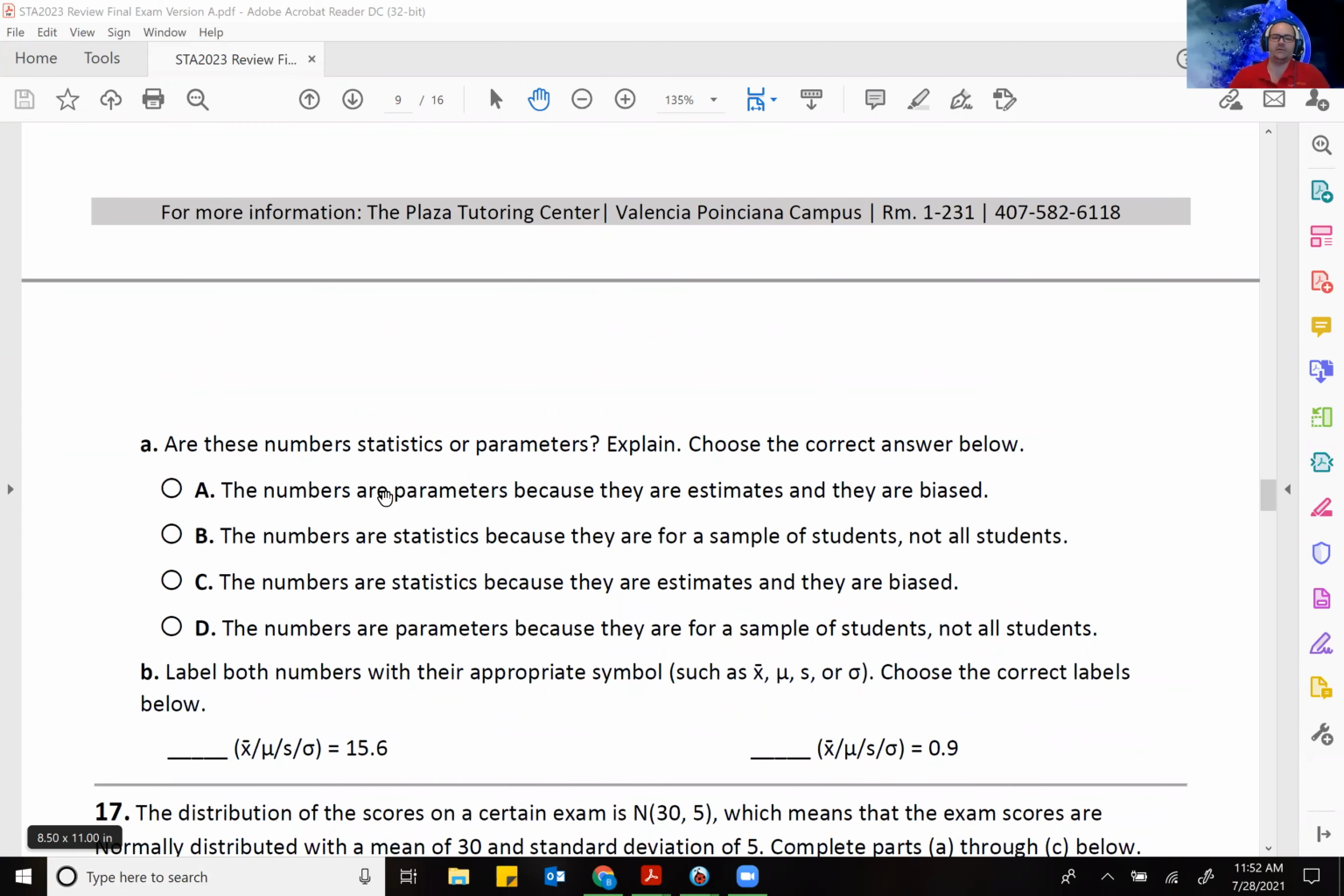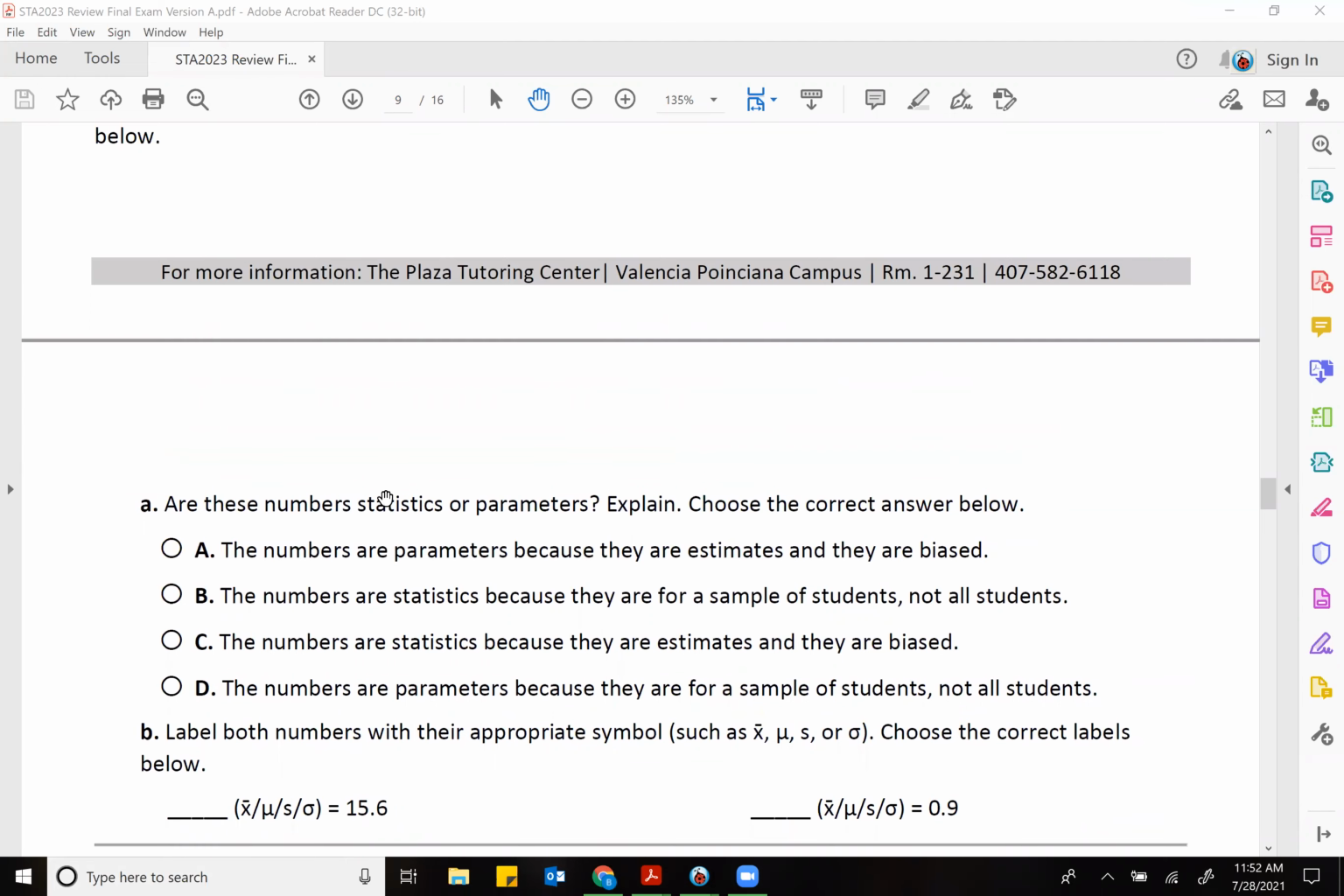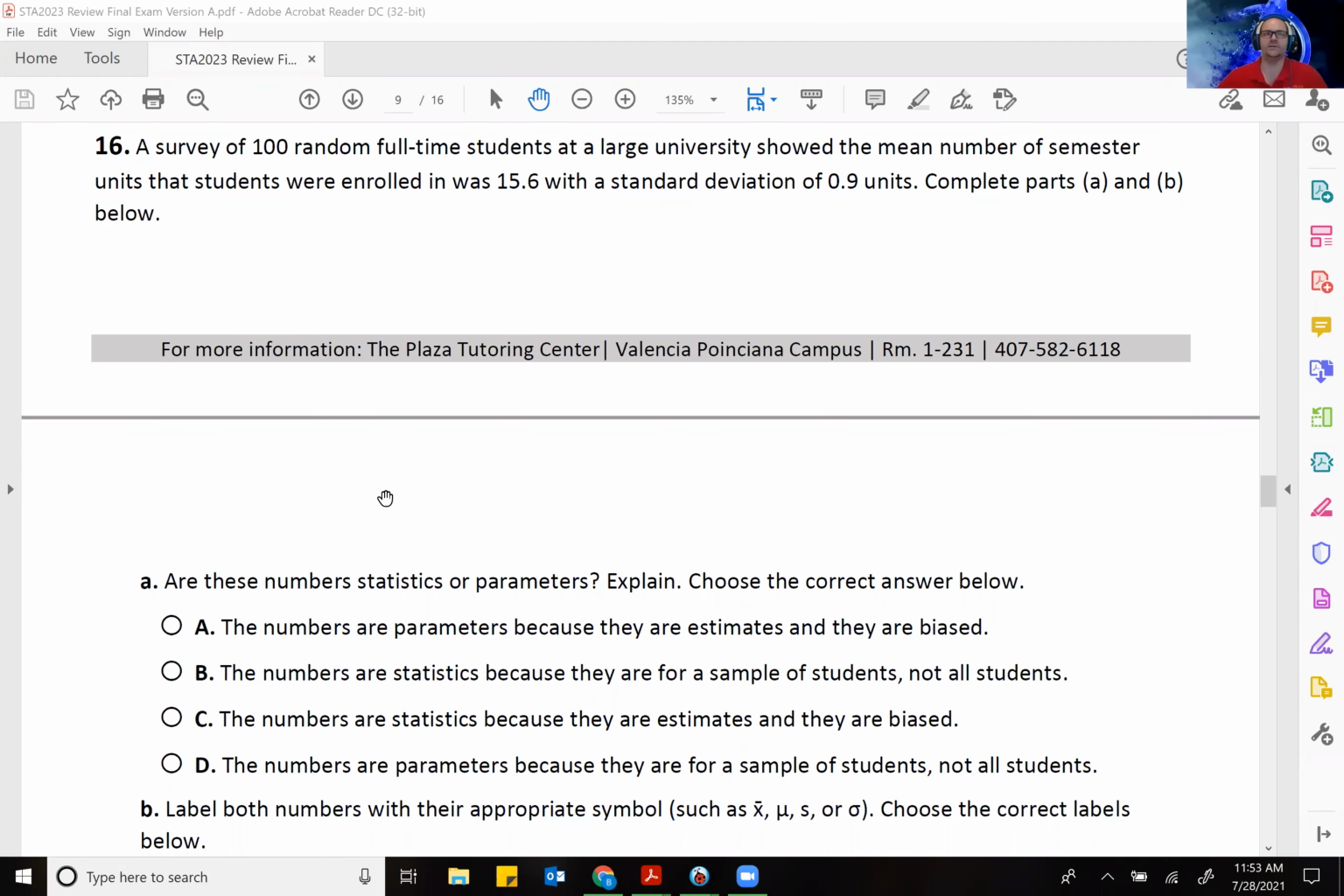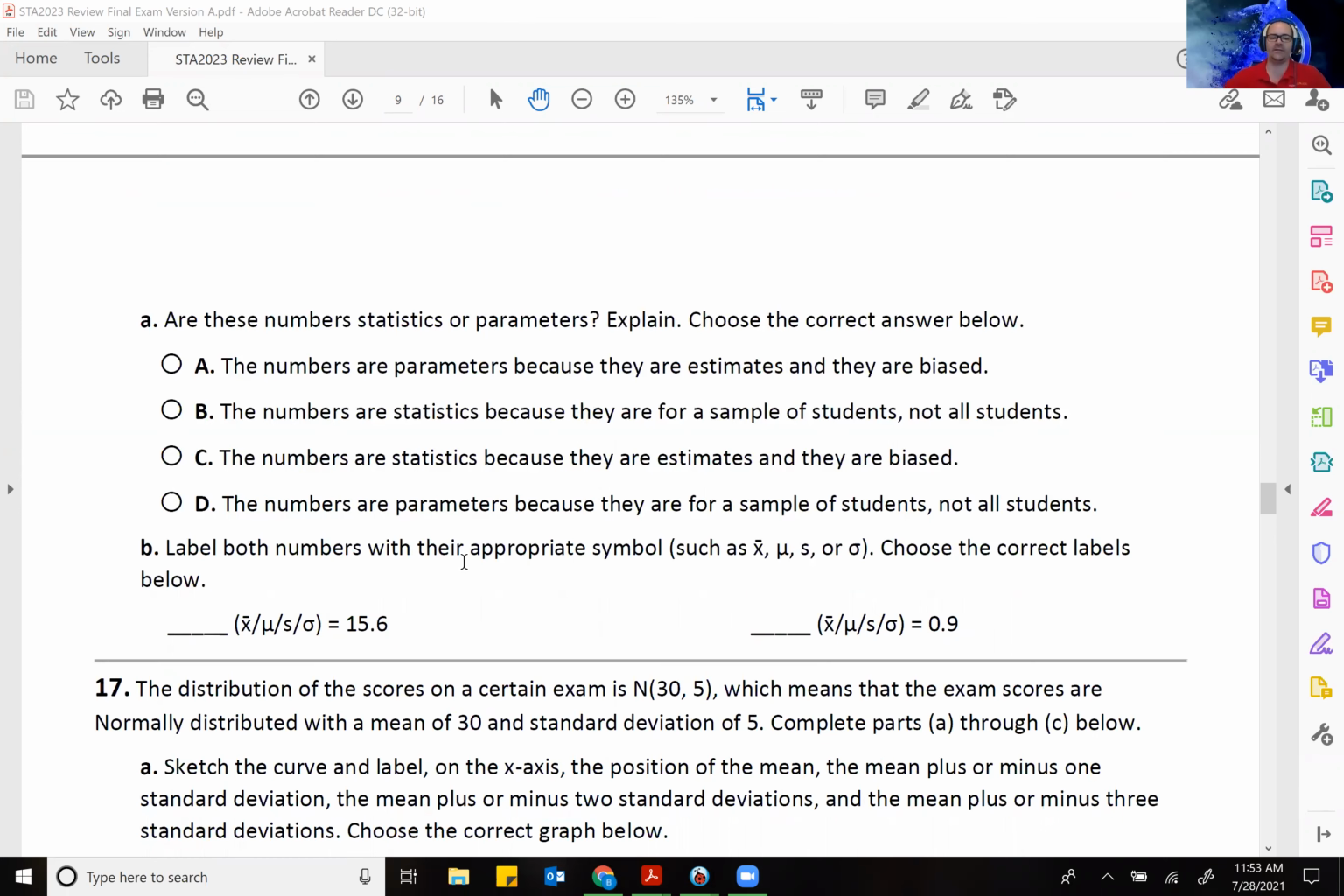And explain. I would say definitely statistics. You sure, Lewis? Yep. So it would be B because it's not all students. It's a random sample of students within the university. You got it. We're not talking to every full-time student. We only talk to 100 of them. So that's definitely not a population. It is all about statistics because it is just a sample.